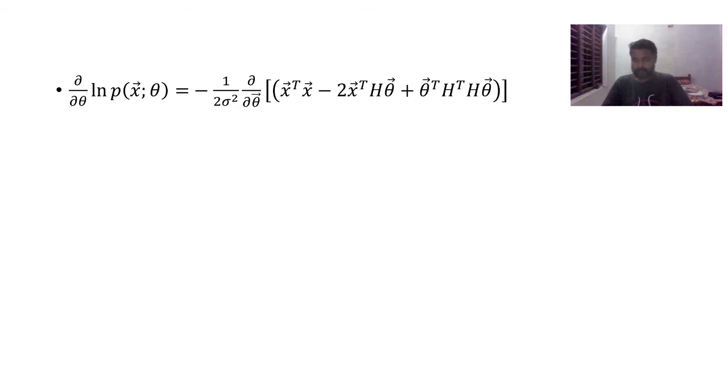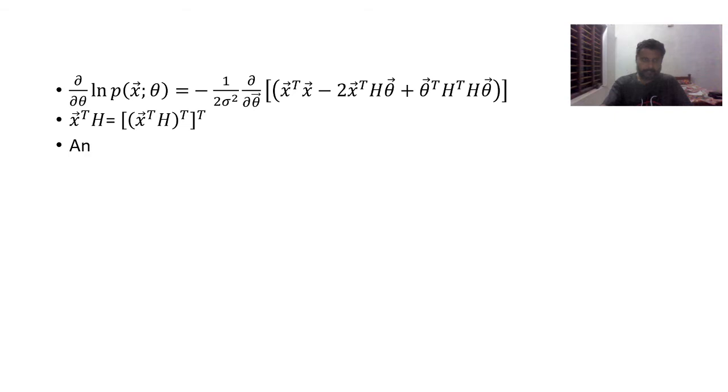Since it is a scalar quantity, x transpose h theta, or x transpose h, can be written as x transpose h transpose that whole transpose. Okay, so transpose and transpose will go, it will be only x transpose into h.